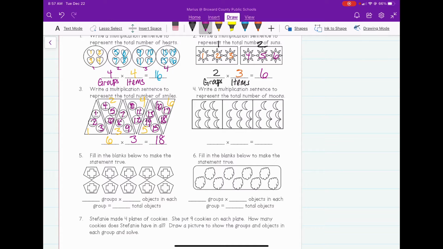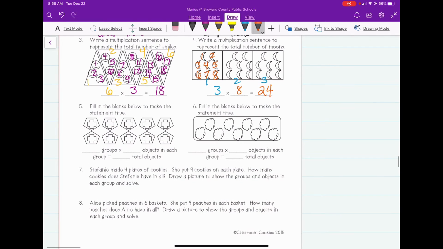Okay, so for number 4, they want the total number of moons. So let's count the groups. 1, 2, 3. So there are 3 groups. In each group, there are 1, 2, 3, 4, 5, 6, 7, 8. There are 8 moons. So that gives us a total of 24 moons. All right, let's take a look at number 5.